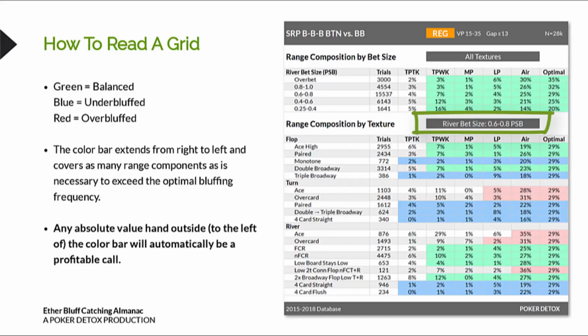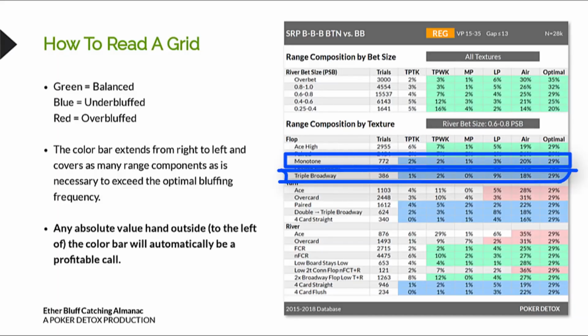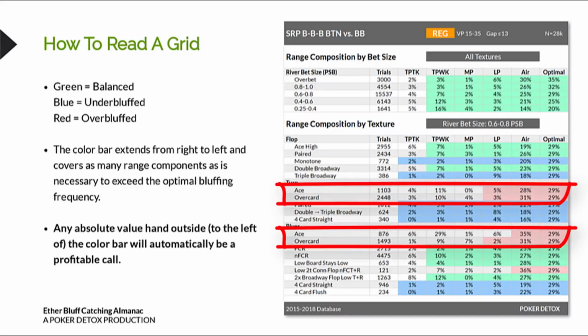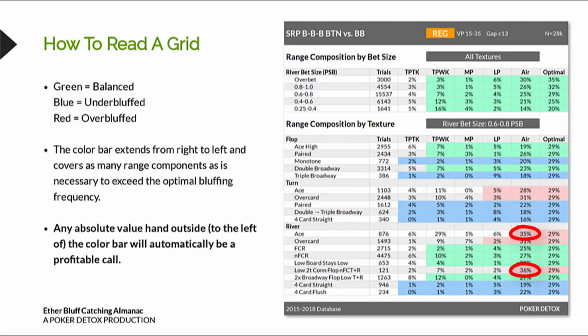In this case, monotone and triple Broadway flop textures are being underbluffed, and we need better than top pair top kicker to profitably call. On the other hand, turn and river aces and overcard runouts are being significantly overbluffed. On these textures, the air component alone exceeds the optimal bluffing frequency. Since the absolute value category to the left of the color bar is low pair, that means we can literally call the triple barrel with any pair and profit on these runouts.